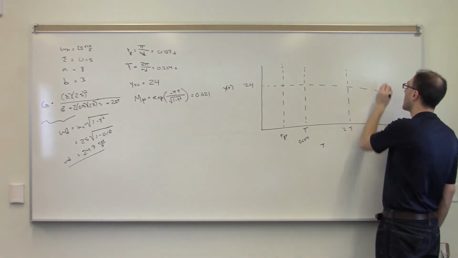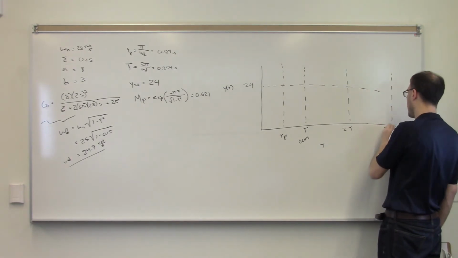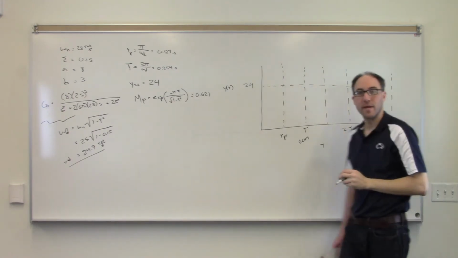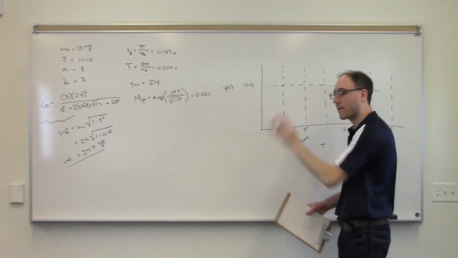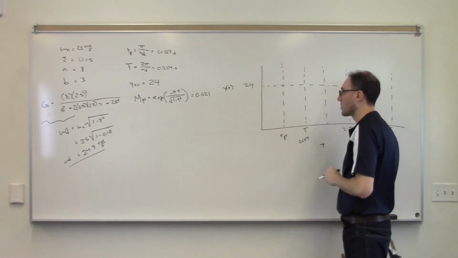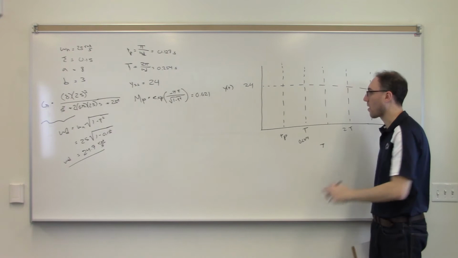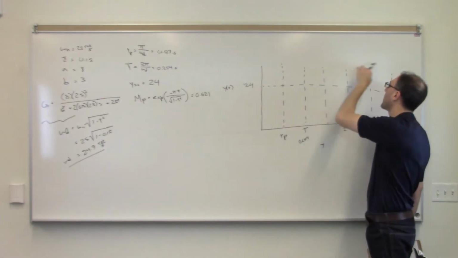2 periods, 3 periods. And we'll have some in-betweens as well because we're going to go from peak to valley as we go through this. So we know when the peaks and the valleys are going to occur because it's going to be peak, valley, peak, valley, peak, valley.